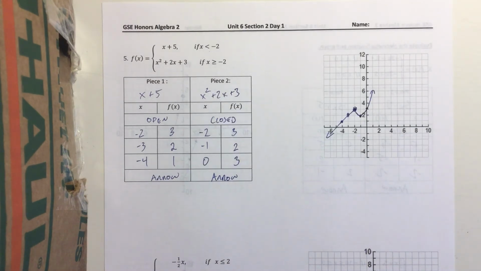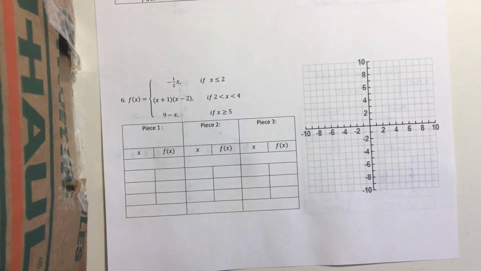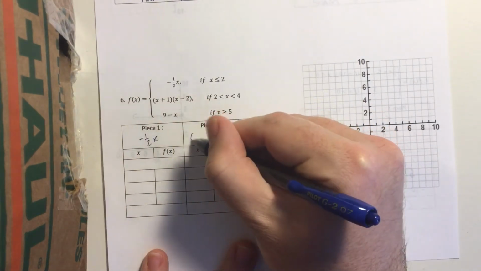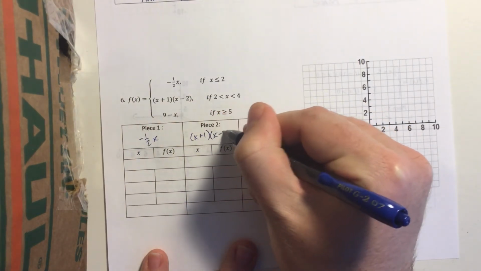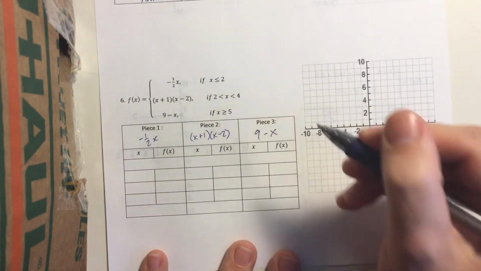All right. Last one, number 6. It looks annoying. It is a little annoying. Piece 1 will be negative 1/2 x. Piece 2 will be this x plus 1, x minus 2. Why did they write it factored? I don't know. And the last piece is 9 minus x.